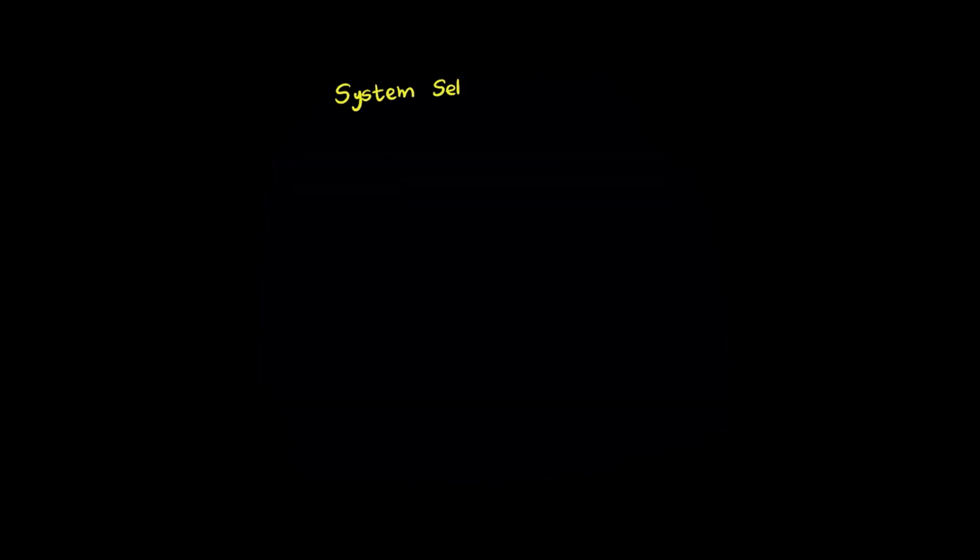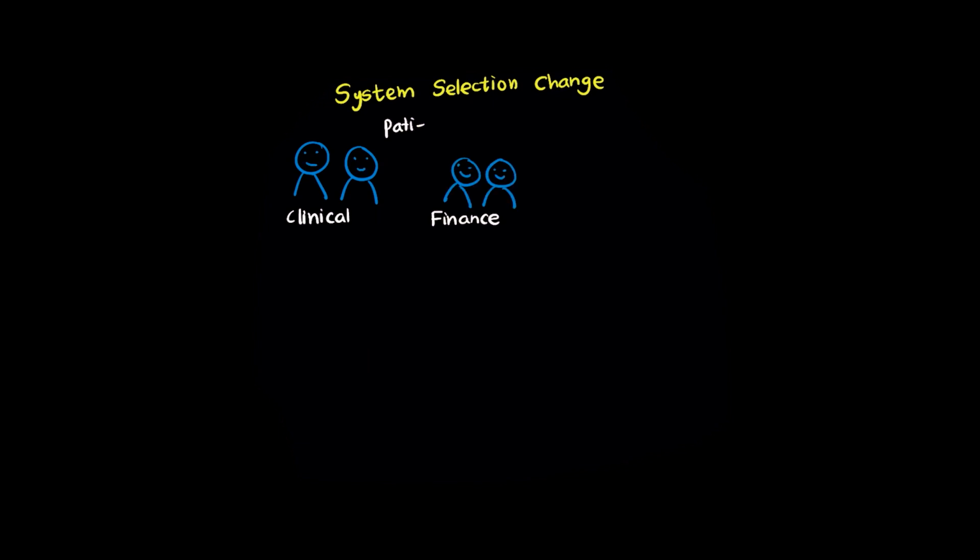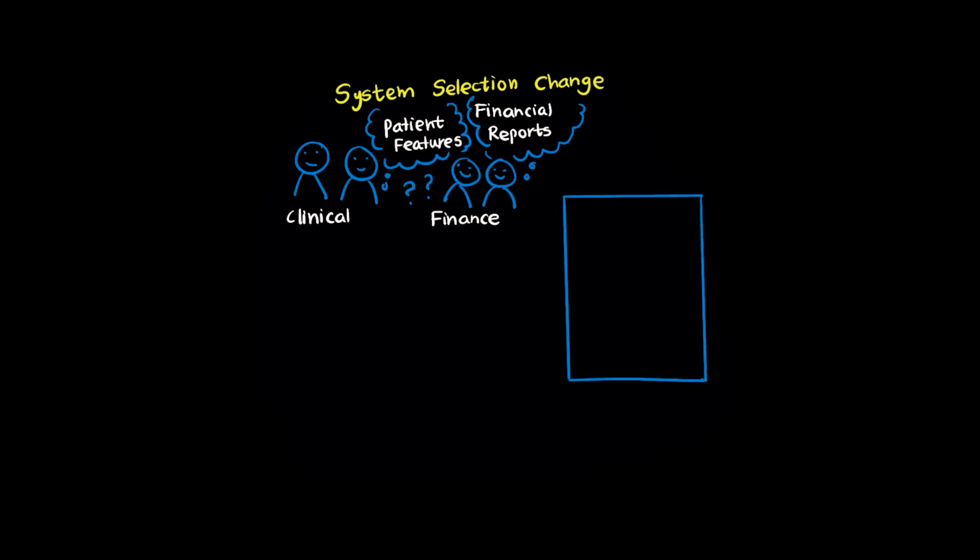System selection often becomes a battlefield of competing priorities. Clinical staff want features for patient care, Finance wants reporting capabilities. How do we make an objective decision? Enter the weighted decision matrix. It's like having an impartial judge.